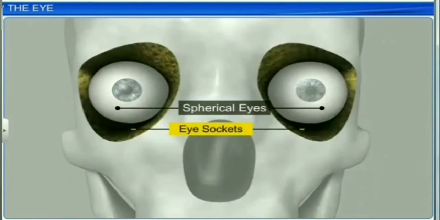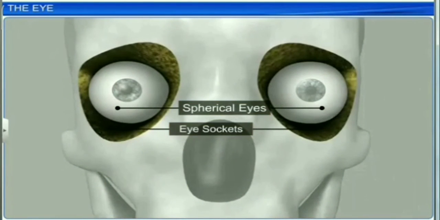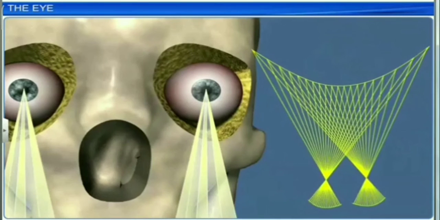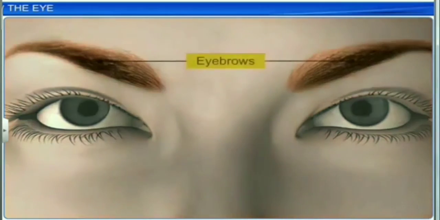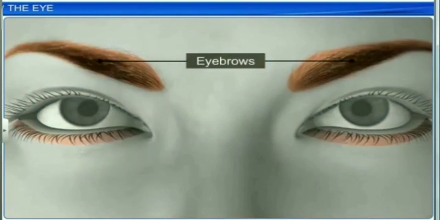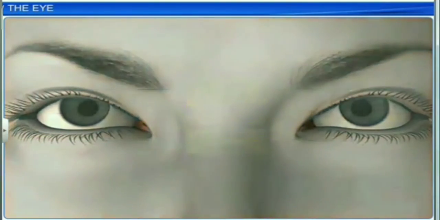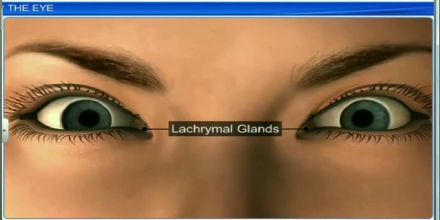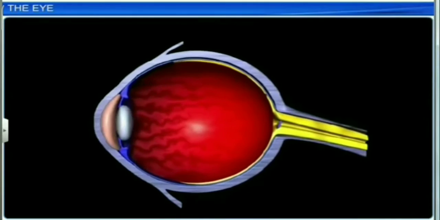Each eye is spherical round called eyeball. The eyes are protected by bones. You will find eyebrows, upper and lower eyelids with eyelashes, and lacrimal or tear gland. Movement of eyeball within the orbit is controlled by 6 sets of muscles.